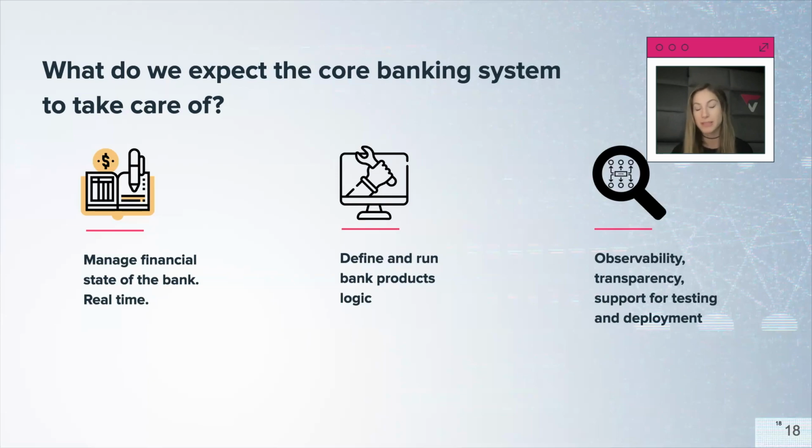Then another responsibility or function that I want from the core banking system is, of course, to be able to define and run bank products logic. And I, as an engineer, want to focus on the part that ensures that I am able to correctly translate the business requirements into the product logic. How the technology itself then runs the logic is something that I leave to the core banking system, so I can focus more on the correctness of the product.